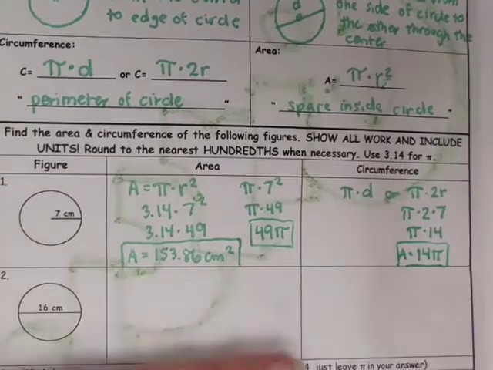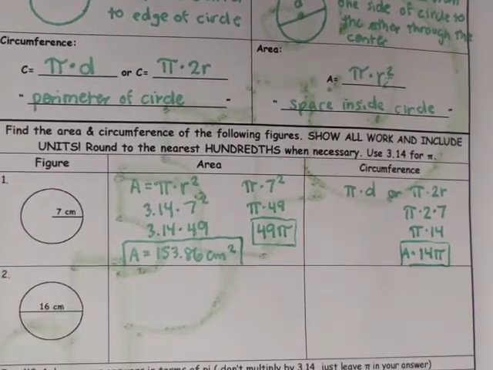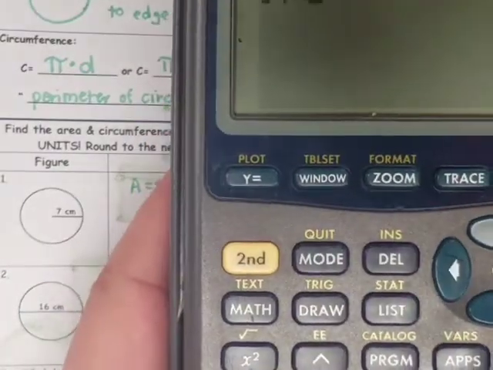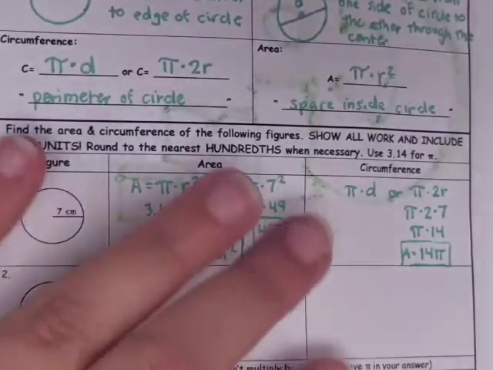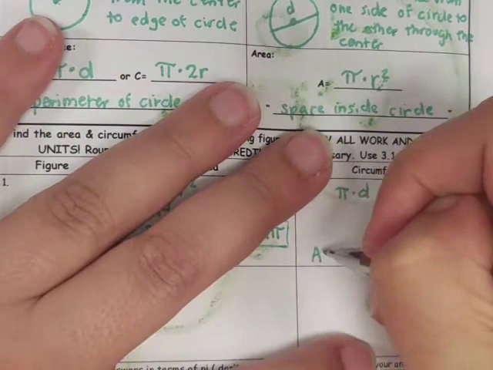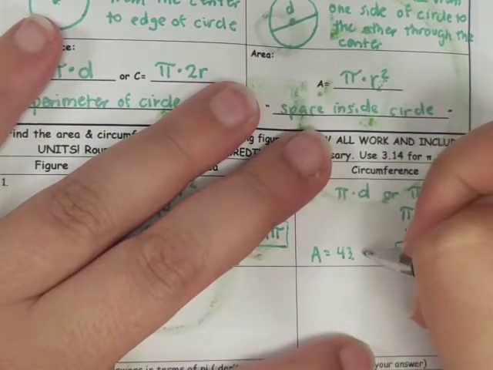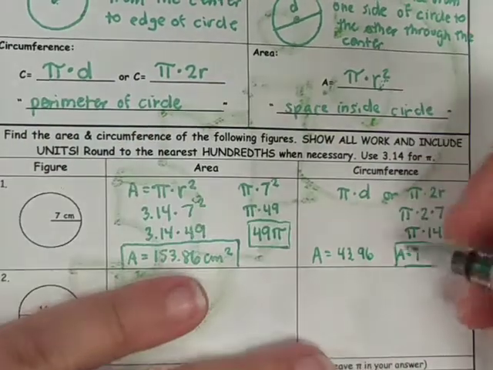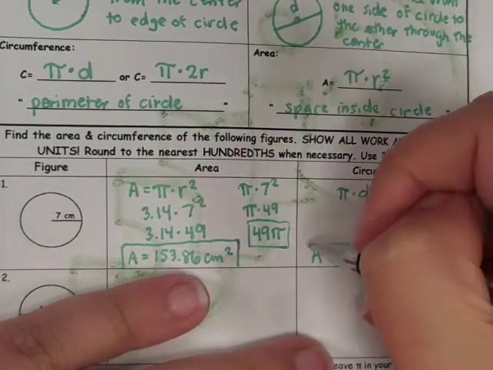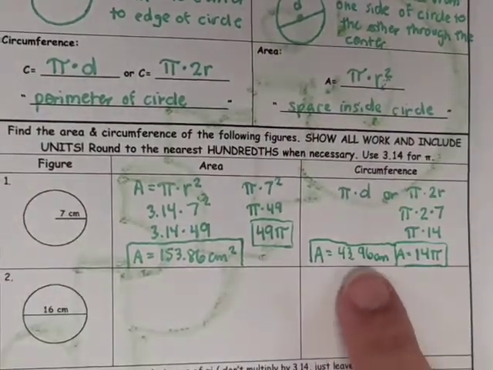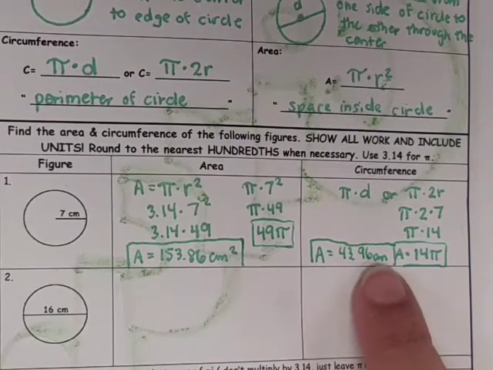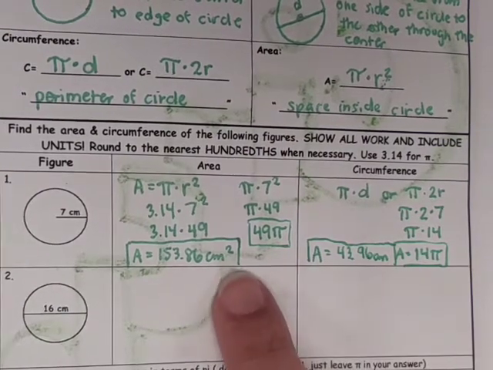But if I want the full numerical answer, 14 times 3.14 gives me 43.96. So both of those answers, centimeters. Both of those answers are equivalent. And this one for diameter, or for circumference, is just centimeters. For area, it's centimeters squared.